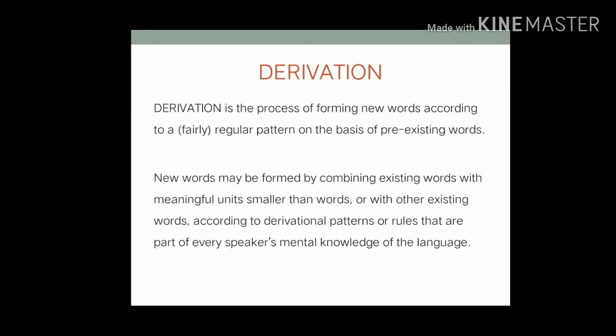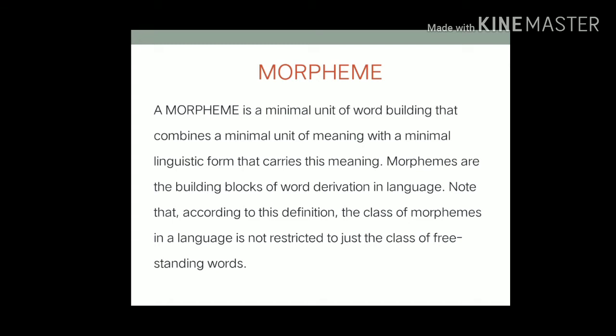There is a special technical term used by linguists to describe the basic components that make up derived words, which is morpheme. So the next step we will have the relation with the derivation. A morpheme is a minimal unit of word building that combines a minimal unit of meaning with a minimal linguistic form that carries these meanings. Morphemes are the building blocks of word derivation in language. And note that, according to this definition, the class of morphemes in a language is not restricted to just the class of freestanding words.